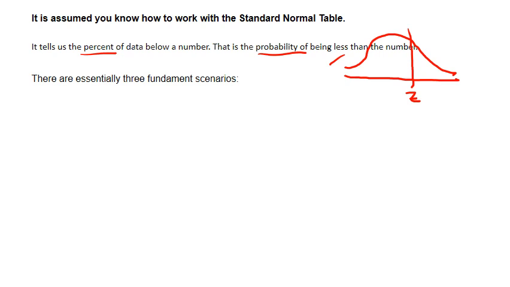There are essentially three fundamental scenarios. What are they? They are: 1, it's exactly what the table is telling us. That is, we're asking the probability we are below a number. Right here. Exactly what the table is saying. That was scenario 1.